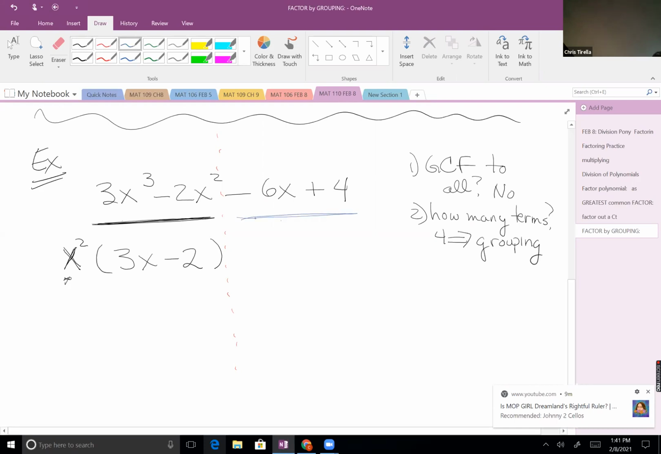Then in the back, what's common between both of those? 2. Now over here, I always use that sign. So I'm going to take out a -2 because that's a minus sign out front. Now, if I divide minus 6x by minus 2, I get positive 3x. And if I divide positive 4 by -2, I get -2.